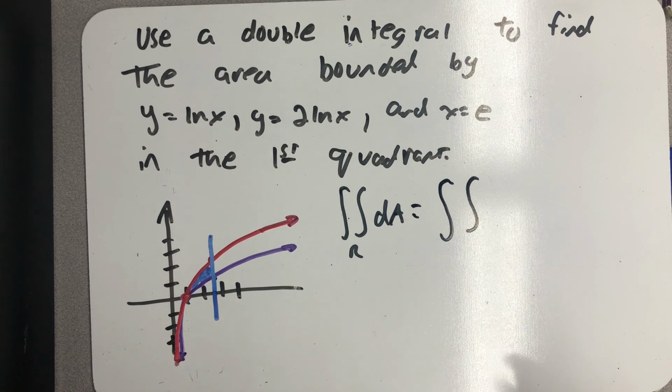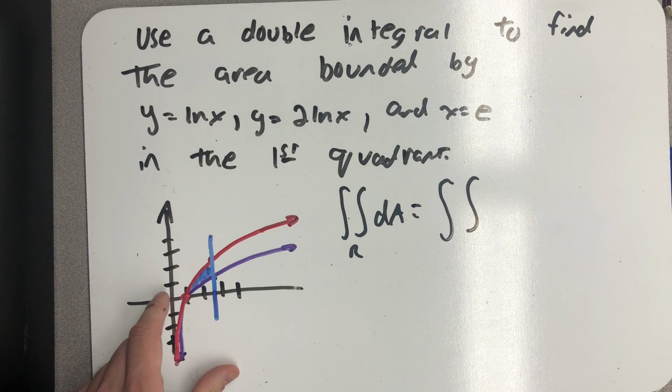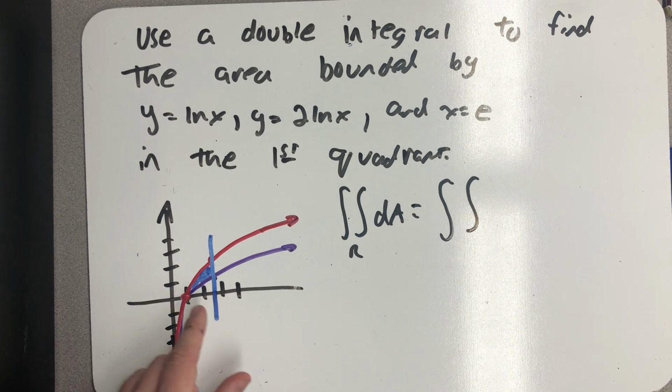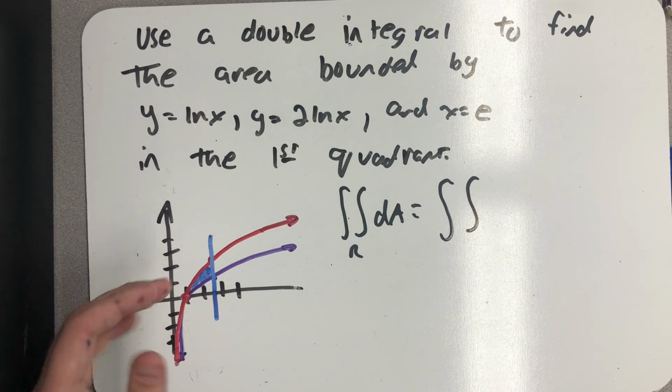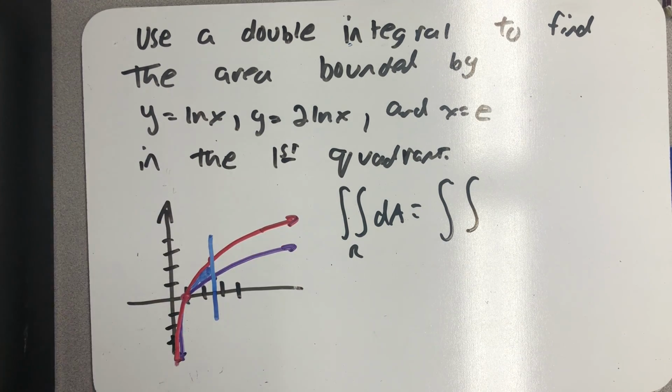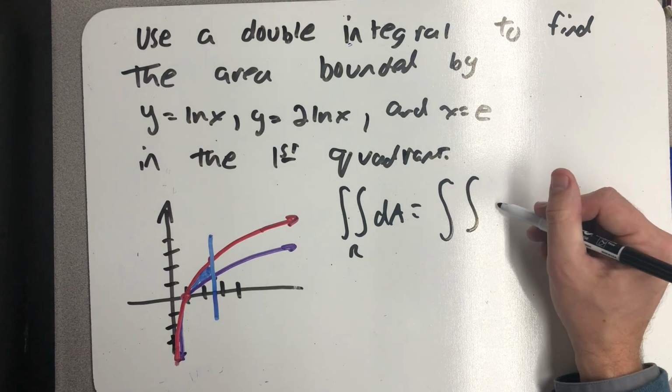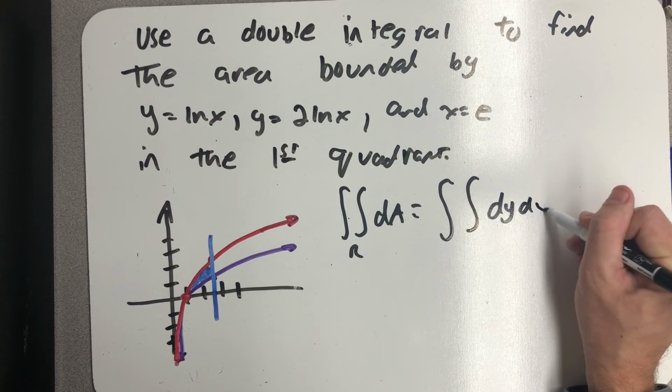of integration. Well, if I was to try to integrate with respect to x first, I would need 2 separate integrals, right? Because I see that I would have red, purple from left to right, and then when I get to this point, I'd have 2 times the natural log of x in red, and then the vertical line in blue. So let's integrate with respect to y first and see if that works.